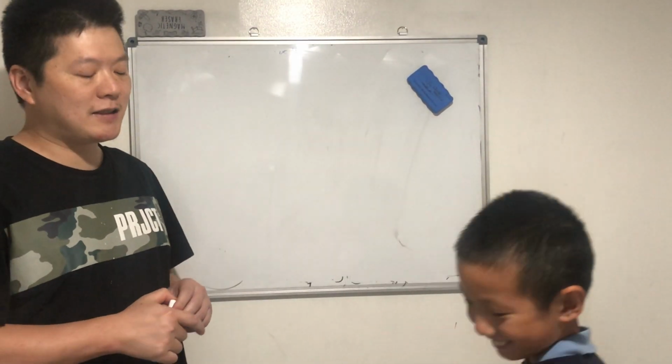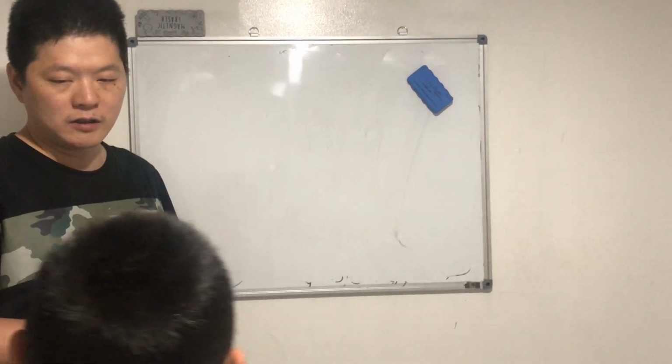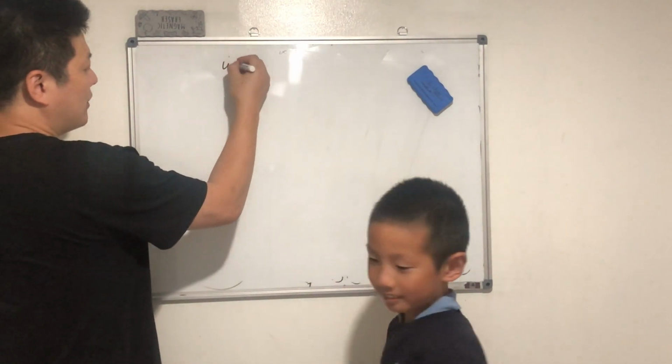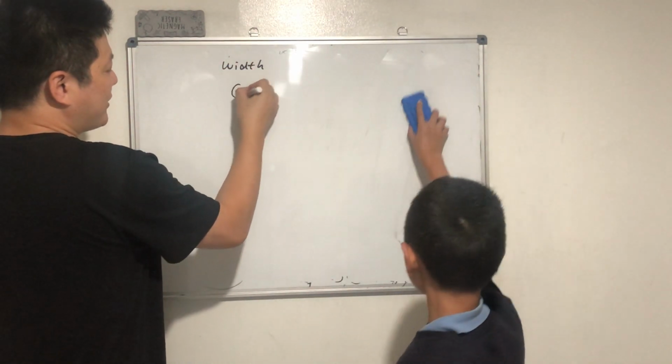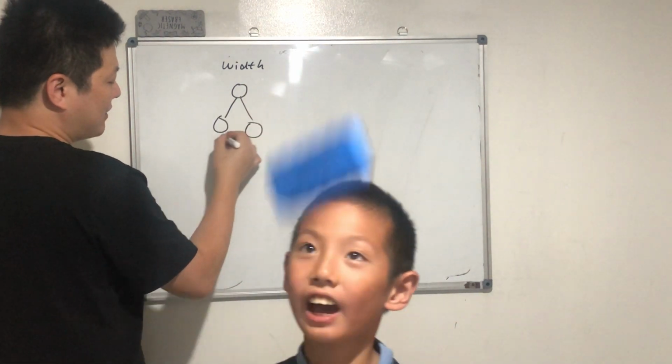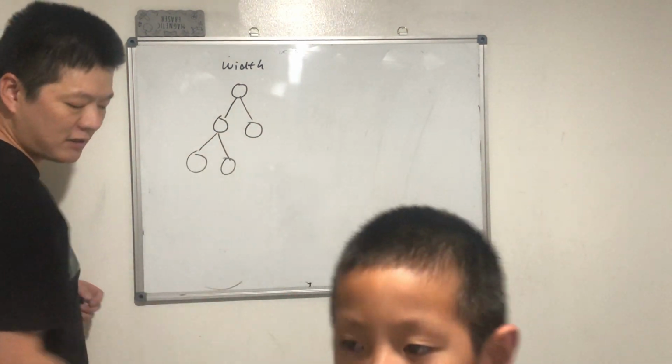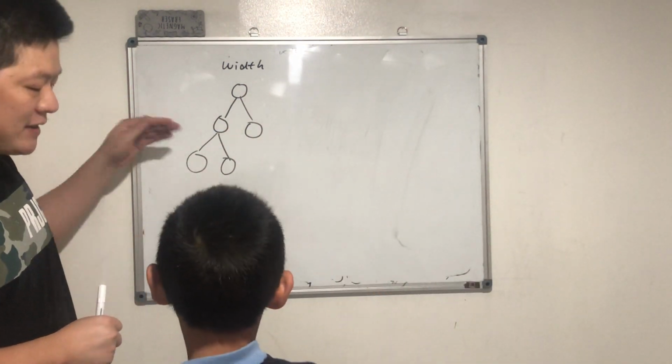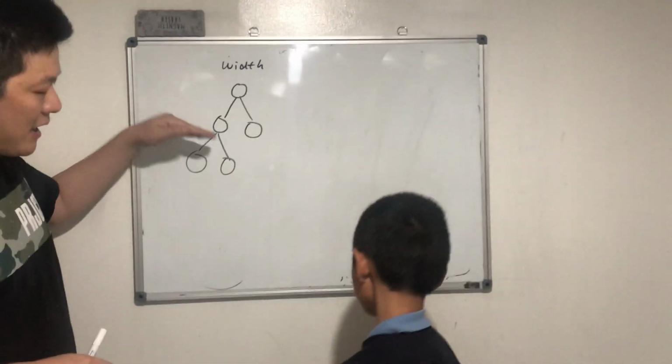What did we talk about yesterday? Oh, we talked about the width. Width of what? Width of binary tree, and we use the breadth first search, with a queue, a deque. Okay, that's it. Breadth first search, level by level. Yeah, level by level traversal.